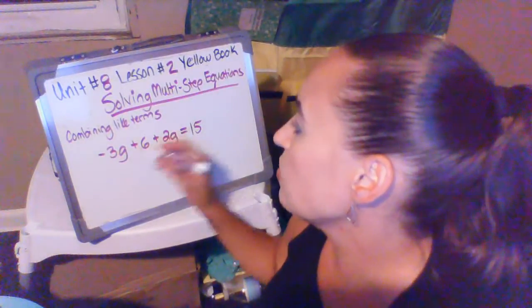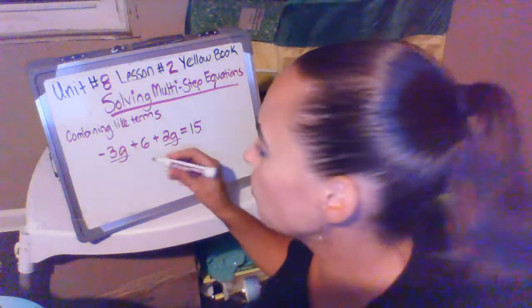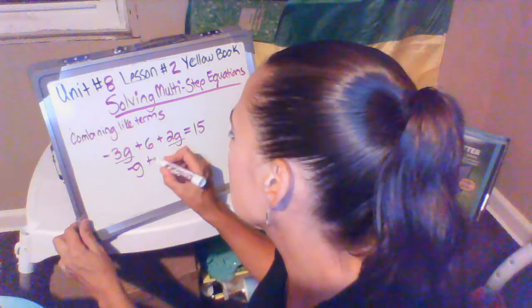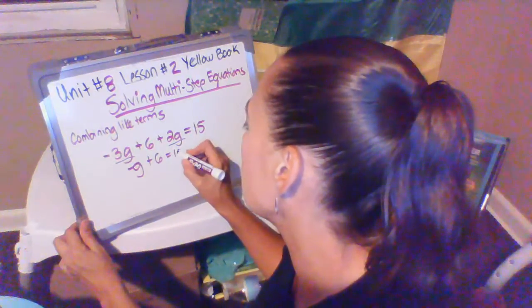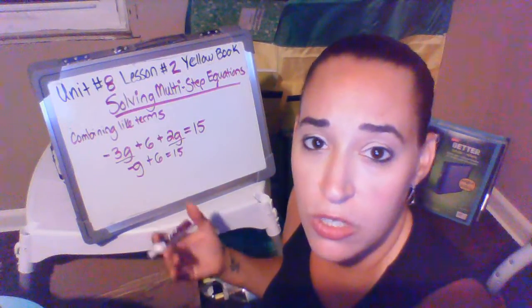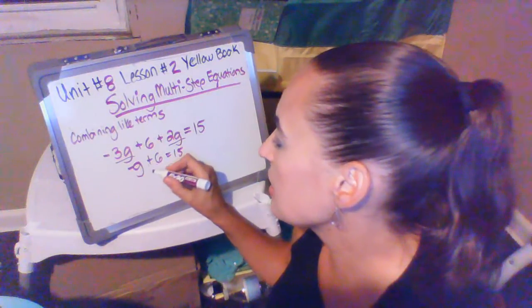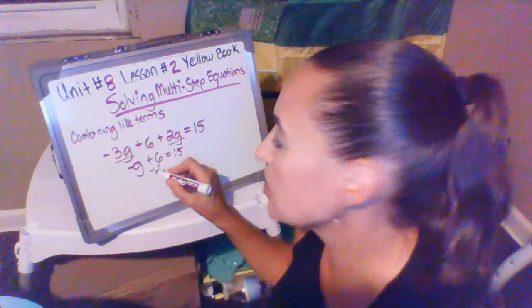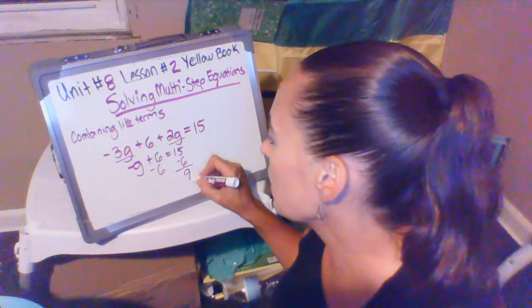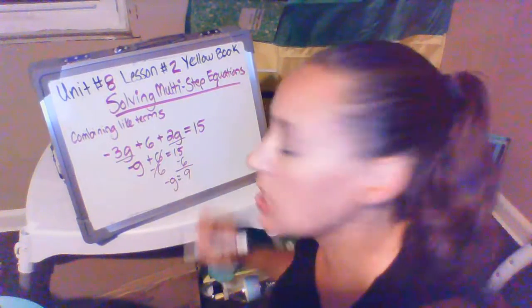So we have negative 3g plus 2g, which gives me negative g, plus 6 equals 15. Now you're down to a two-step equation. You always get rid of your constant, then you isolate your variable. My constant is the 6. To get rid of the positive 6, I need to subtract 6. This will give me a 9. These cancel out. So it says negative g equals 9.